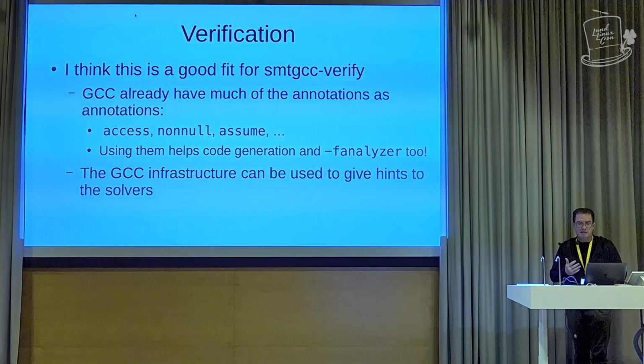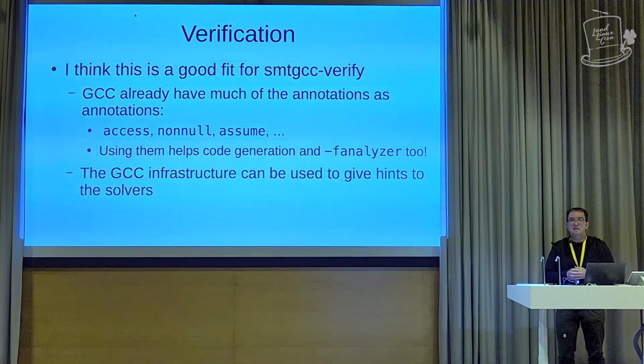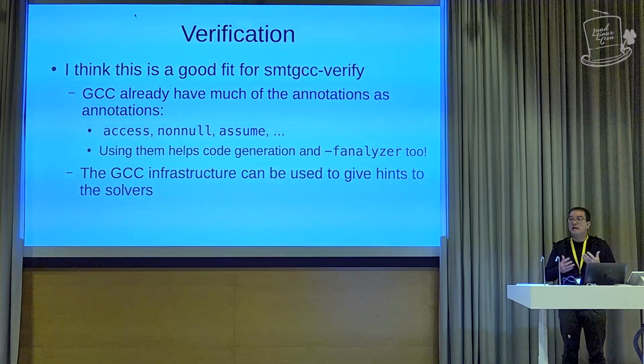Because if you look at the CBMC version, they need a lot of strange annotations and so on. But GCC already has much of that infrastructure with attributes. And adding those attributes like non-null, access, assume, and so on actually helps code generation, and it helps the GCC warnings and the F-analyzer static analysis tool. So you get things for free by adding this. Also, GCC has lots of information about your program, so it can give hints to the SMT solver to start verifying the interesting path, and therefore be able to make it faster.